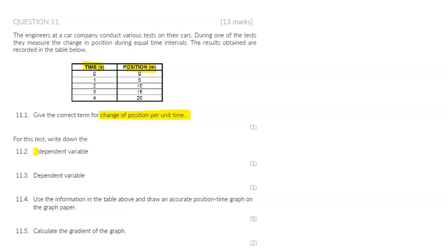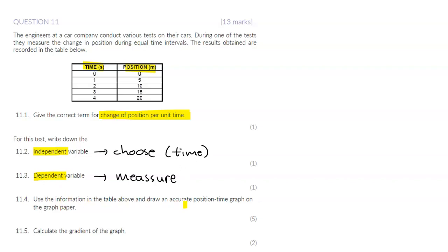Then they want to know what is the independent variable and what is the dependent variable, and these are notes that I would actually make myself. The independent variable is the one I choose. And the dependent one is the one that I measure. And usually the independent one is time. Not always, but most of the time the independent one is time.